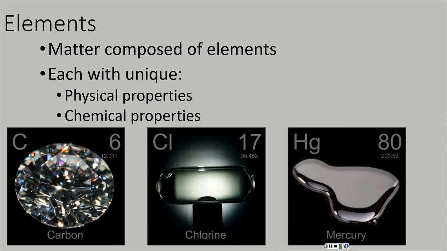Chemical properties, though, those are properties that describe how a substance changes into another substance. Now, that does not mean that carbon is going to change into mercury. That's not something that happens. These are things that, how does it react with other substances? So things like flammability, corrosion, reactivity, heat of combustion, things like that. Those are chemical properties because we are changing the substance into another substance.